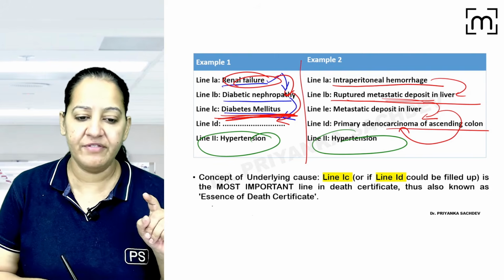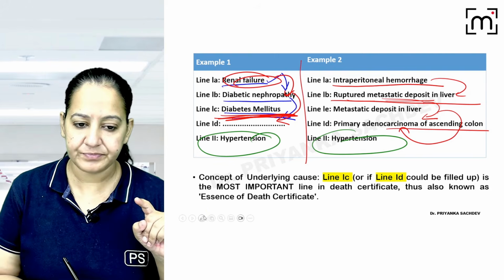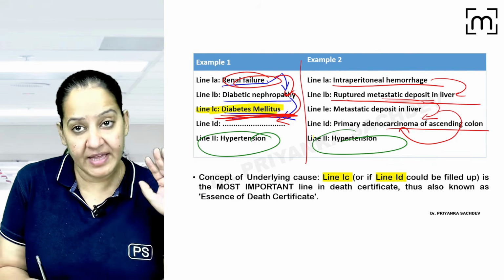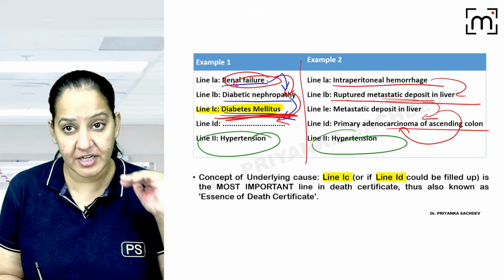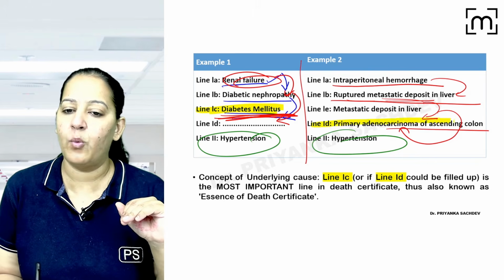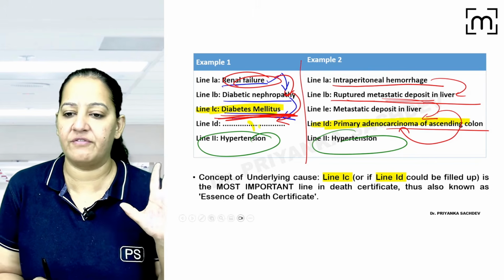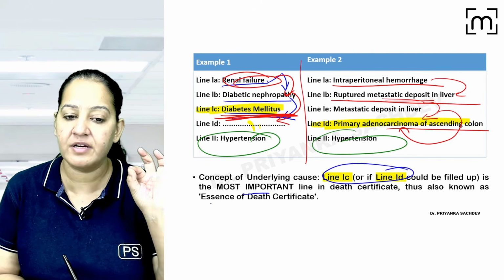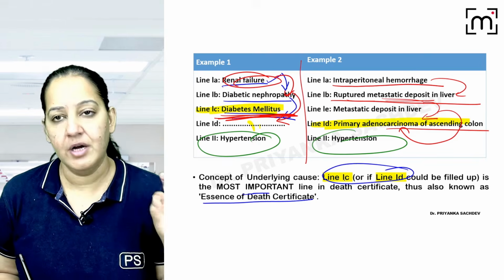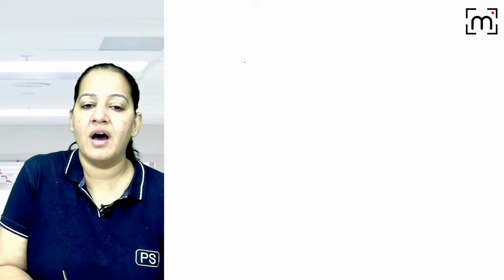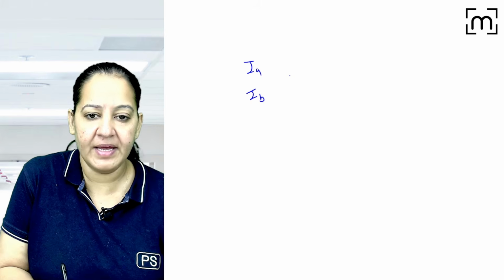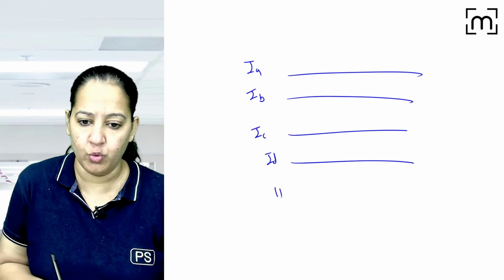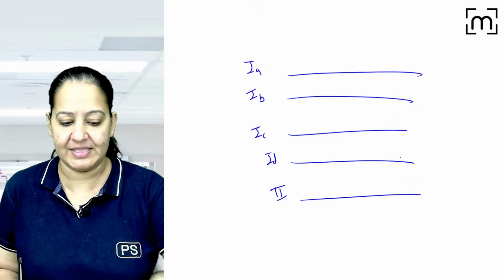So tell me, out of all these 5 lines, which is the most important line? The most important line is 1C here, which tells the final cause of death, the ultimate cause of death. Here line 1D is also there, but 1D is optional, and it is not filled now. So line 1C or 1D is known as the most important, and it is known as the essence of the death certificate. You got my point? So there are 1A, 1B, 1C, 1D and 2. These are the 5 lines present on the death certificate.